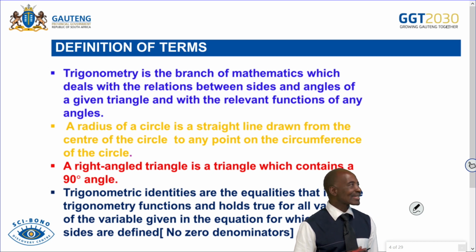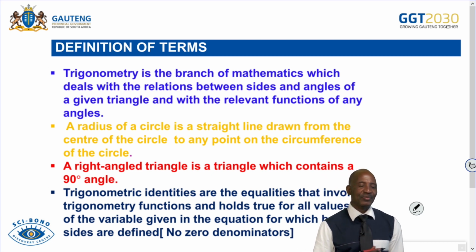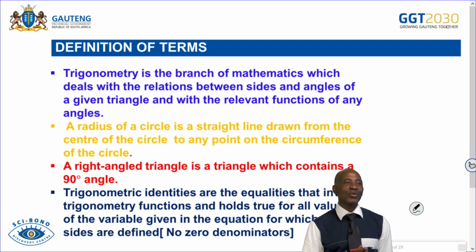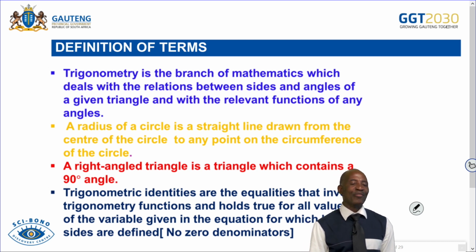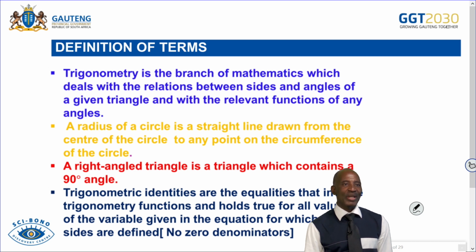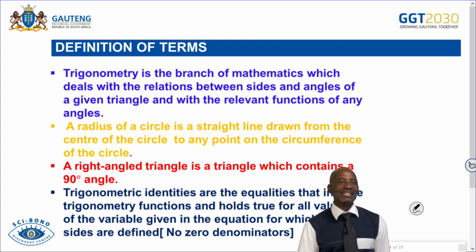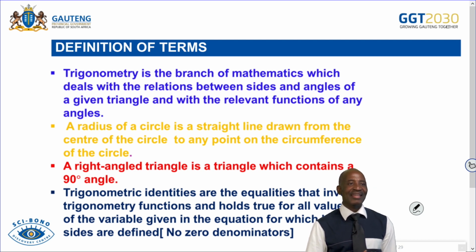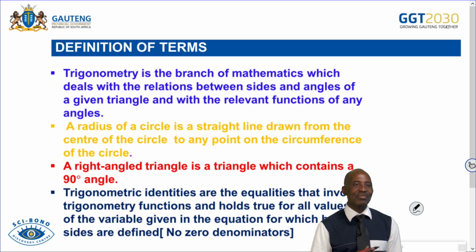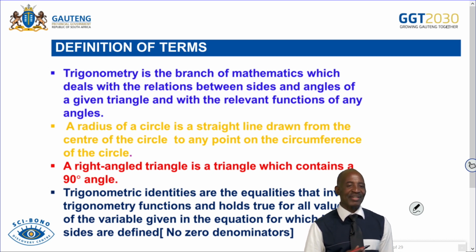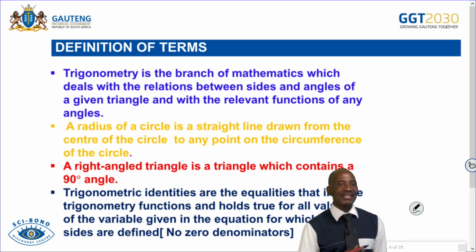What is trigonometry in general? It is that branch of mathematics which deals with relations between sides and angles of a given triangle and with the relevant functions of any angles. When you say it is a branch of mathematics, we know mathematics deals mainly with the 4 basic operations: addition, subtraction, multiplication, and division. So it's that specific branch of maths that seeks to find the relationship that exists between the sides of a given triangle and its relevant angles.